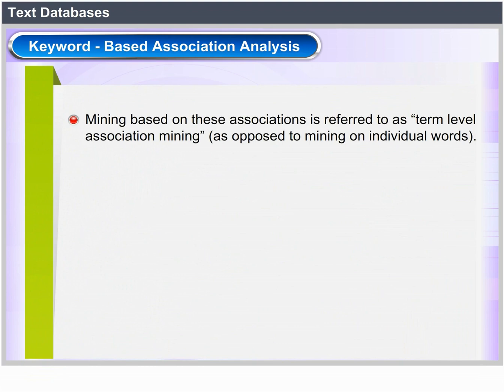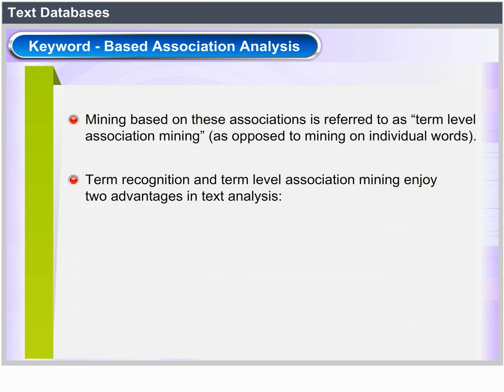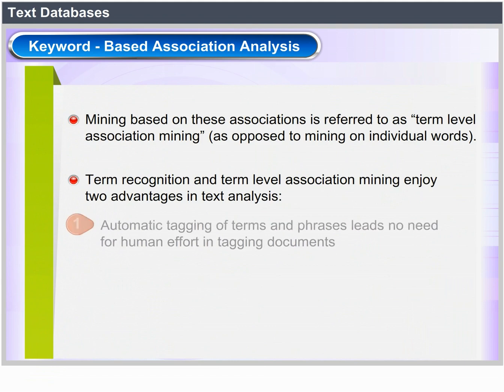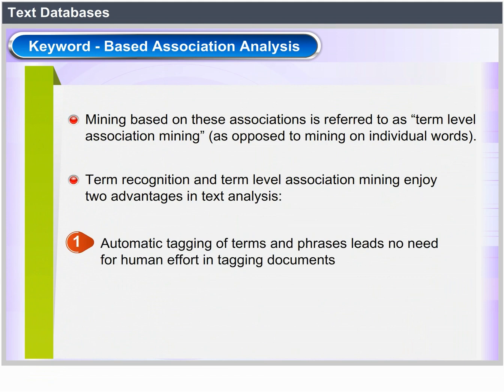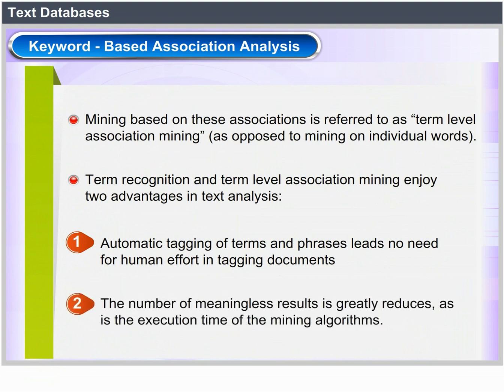Term recognition and term-level association mining enjoy two advantages in text analysis. One, terms and phrases are automatically tagged so that there is no need for human effort in tagging documents, and two, the number of meaningless results greatly reduces, as does the execution time of the mining algorithms.